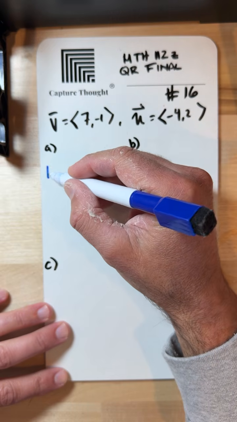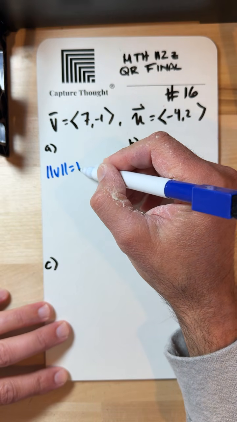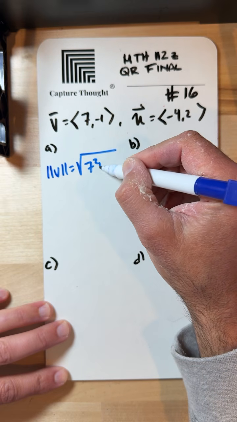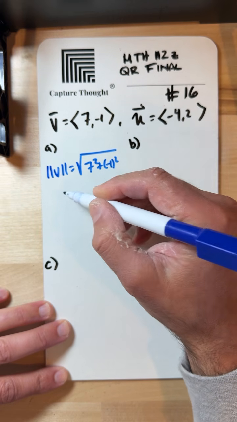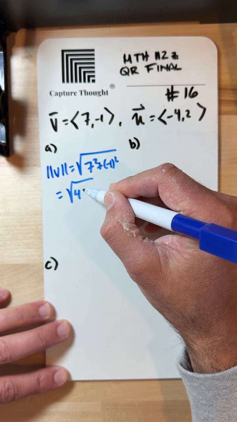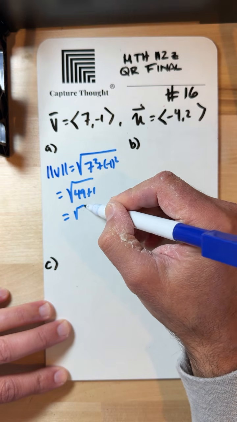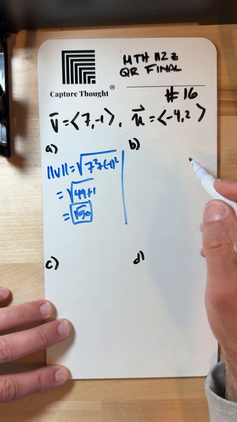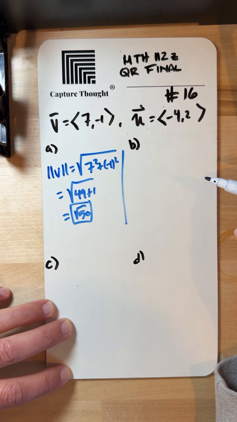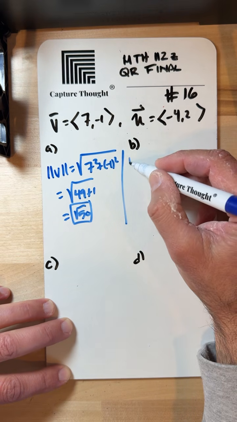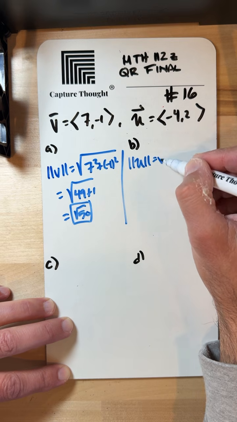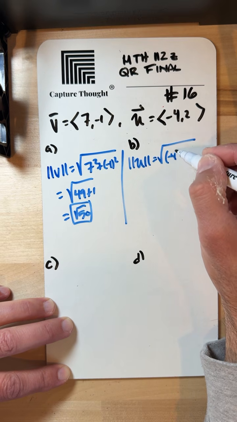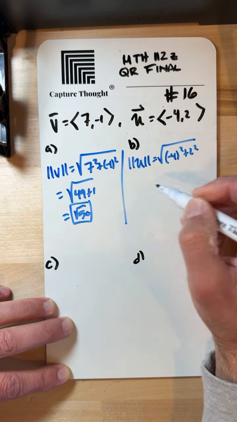So magnitude is represented like this, and we're just going to say that is the square root of 7 squared plus -1 squared. So that's the square root of 49 and 1, so that's just the square root of 50. So just leave it just like that. Okay, part B says what's the magnitude of vector u. So again, magnitude of vector u is just going to be the square root of -4 squared plus 2 squared.